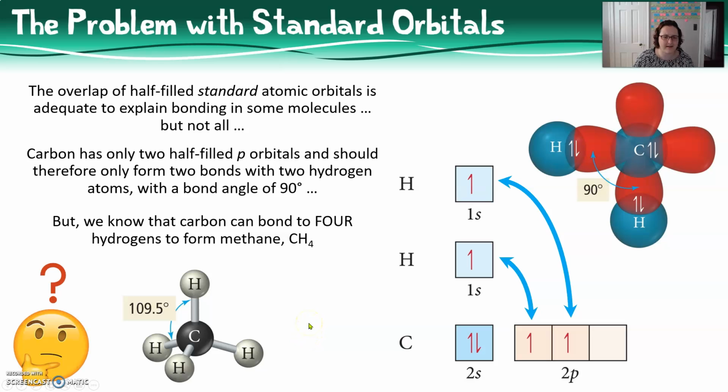So what is going on here? Well, it turns out that valence bond theory on its own is not enough to explain bonding in all molecules, so our approach needs to be modified a bit to allow for more flexibility, which brings us to hybridization.